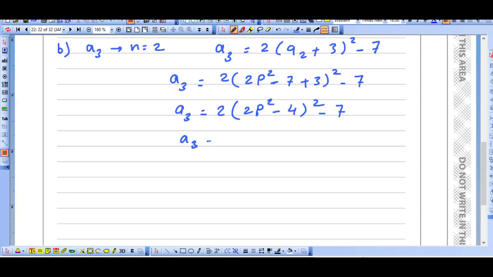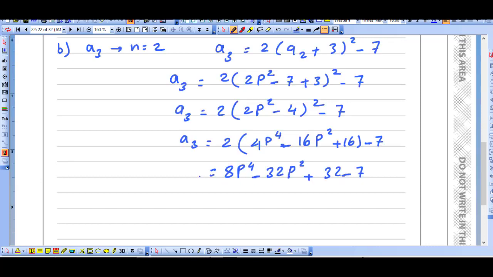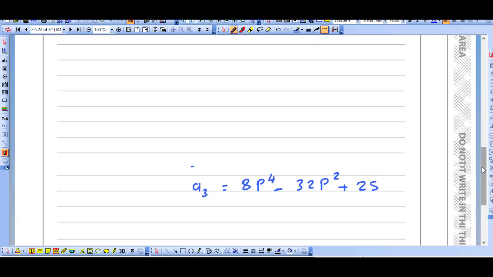So A3 is equal to 2 times. Here we have 4B to the power 4 minus 2 multiplied by 4, it's 8, 8 multiplied by 2, 16, B squared. Minus 4 squared is equal to 16, so plus 16, minus 7. So it's equal to 8B to the power 4, minus 2 multiplied by 16, 32B squared, and then plus 2 times 16, 32, minus 7. So A3 will equal 8B to the power 4 minus 32B squared plus 25.